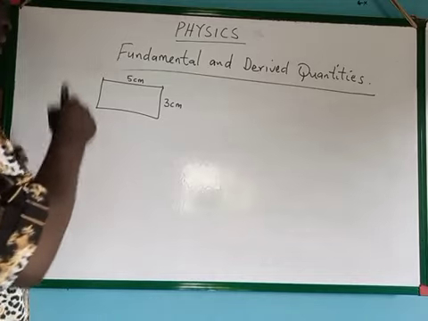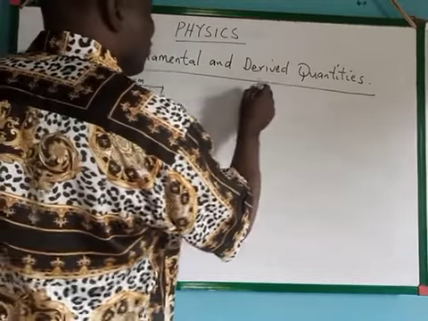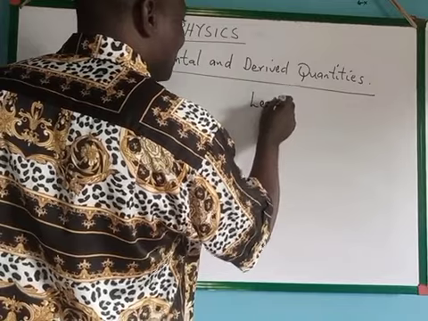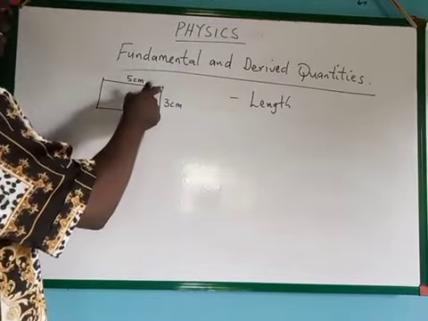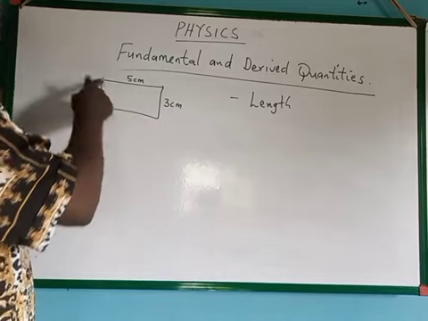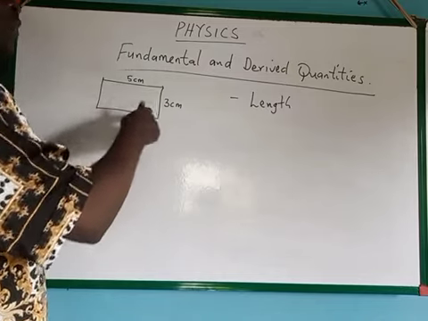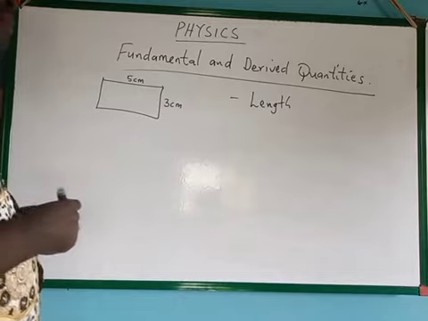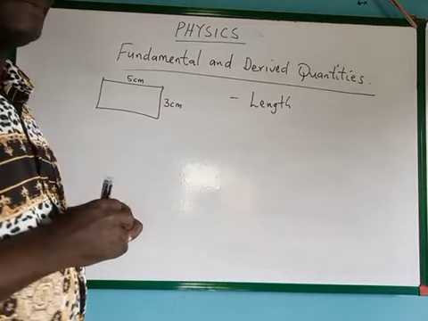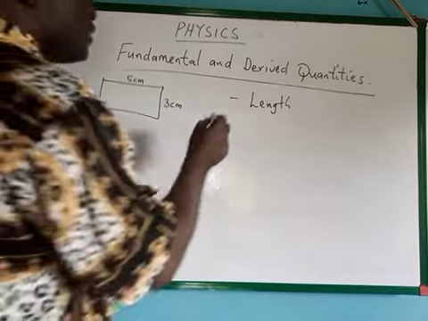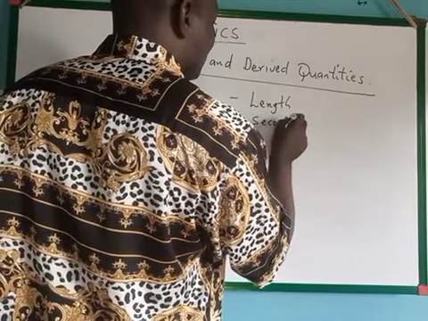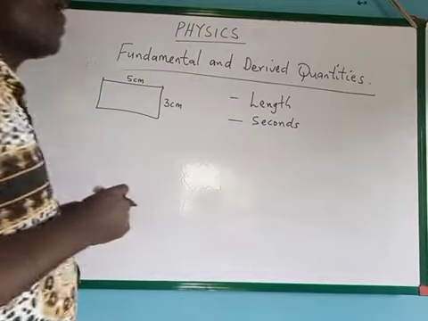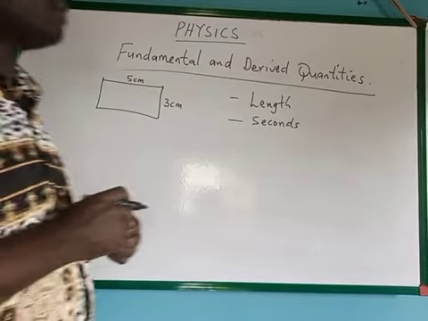So that tells us that one example of fundamental quantity is what? Length. We just measure the length of a rectangle here. We measure this length, the longer one, then the shorter one, we measure it as 5 and 3. Another example of fundamental quantity is seconds. Seconds is also a fundamental quantity.